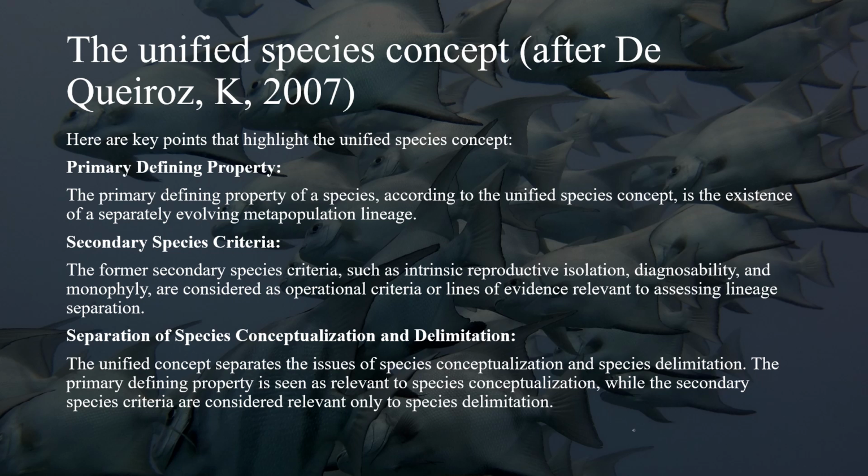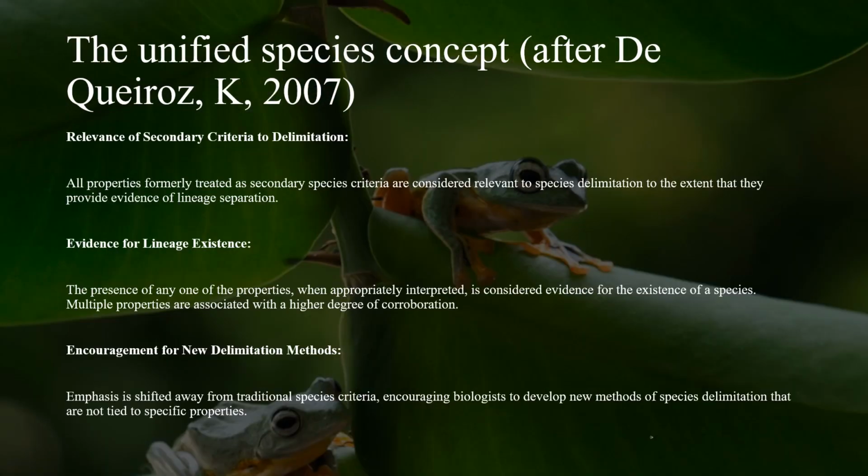Separation of species conceptualization and delimitation. The unified concept separates the issues of species conceptualization and species delimitation. The primary defining property is seen as relevant to species conceptualization, while the secondary species criteria are considered relevant only to species delimitation. Relevance of secondary criteria to delimitation. All properties formerly treated as secondary species criteria are considered relevant to species delimitation to the extent that they provide evidence of lineage separation.